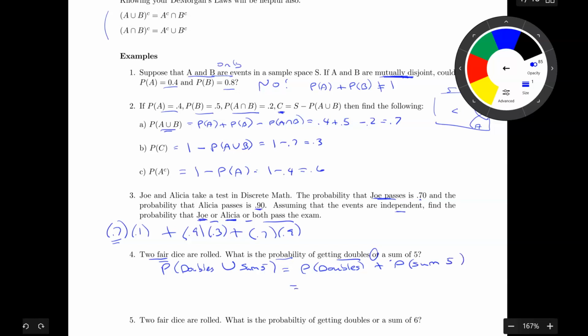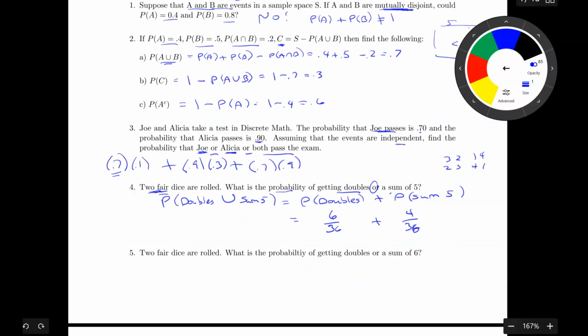So how many ways can I get a sum of 5? So I think 3, 2, 2, 3, 1, 4, 4, 1. So there's 4 out of 36, right? Probability is over the total number. So 2 dice, 6 sides each, 36. Probability of doubles. How many different ways can I get doubles? Well, for each of the 6 numbers, there's one possibility, so 6 out of 36.